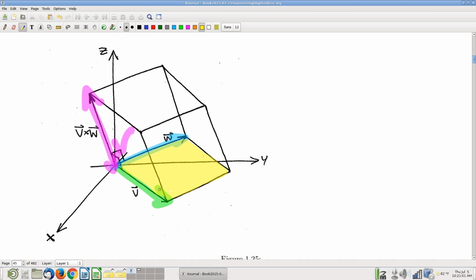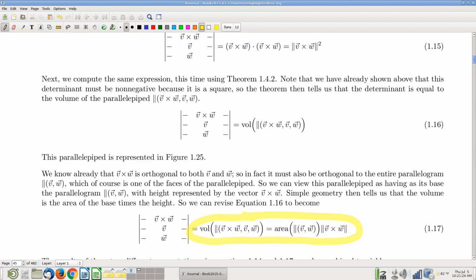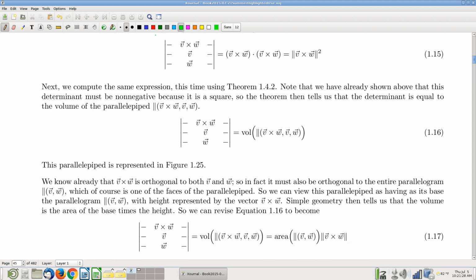Okay, so this volume here, let's see, I'll do this in orange. That volume is the distance that I've traveled, I have in purple, times the area of that base. Okay. All right, so that's what I have here. Again, we started off by computing this thing. I've now computed it two different ways.